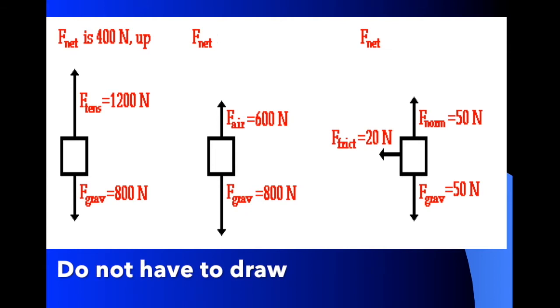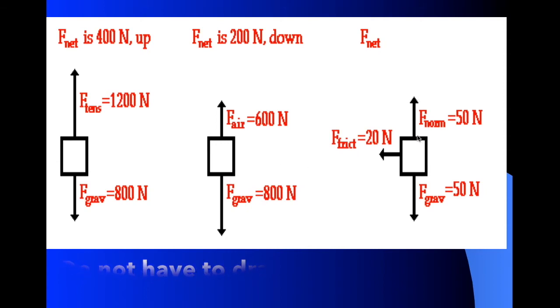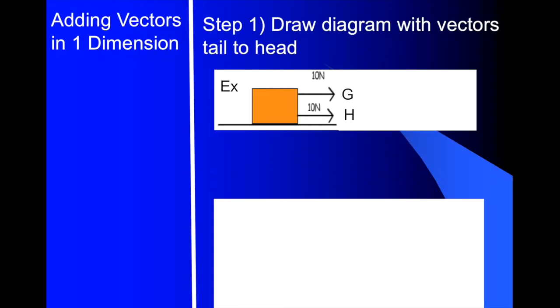Okay, so try this next one, and you should have the answer of 200 newtons down. So you would have more force pulling down from gravity. The net force on the third object, which shows that you have the normal force or surface force, 50 newtons, gravity 50 newtons, and to the left you have friction 20 newtons, is going to be 20 newtons to the left.